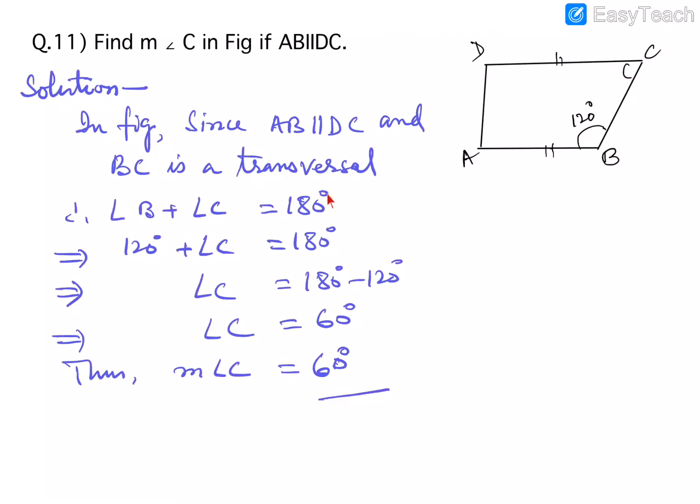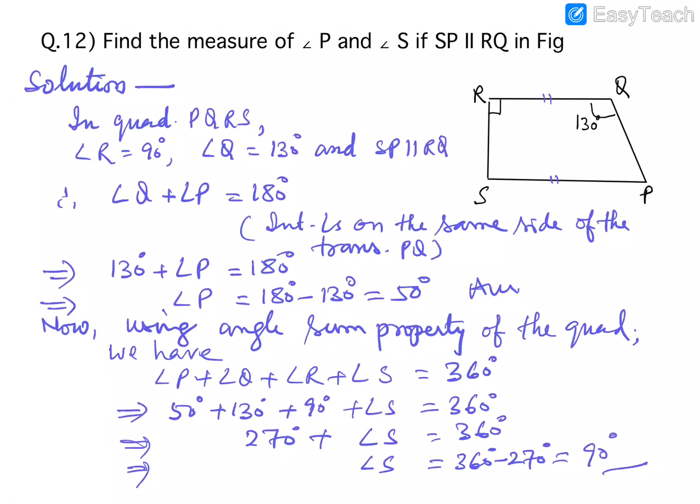plus angle C is equal to 180 degree. Interior angles on the same side of the transversal are supplementary. Angle B is 120 degree as given here. So we get the value of C as 60 degree. That is, measure of angle C is 60 degree. It is the easiest problem of this exercise. Now question number 12.